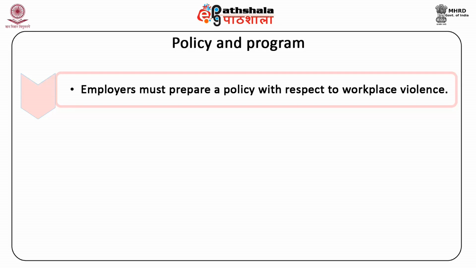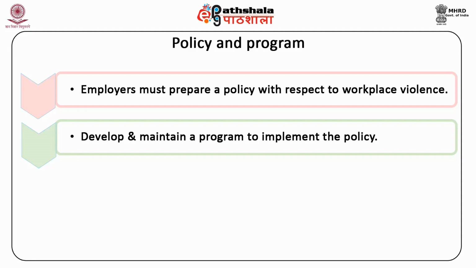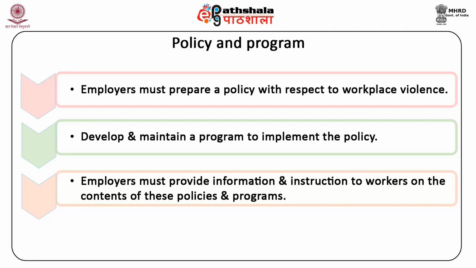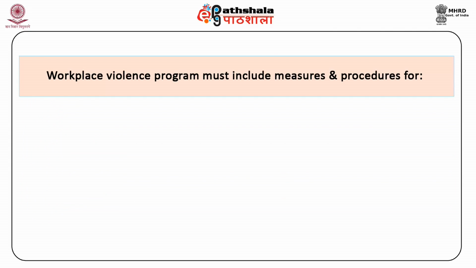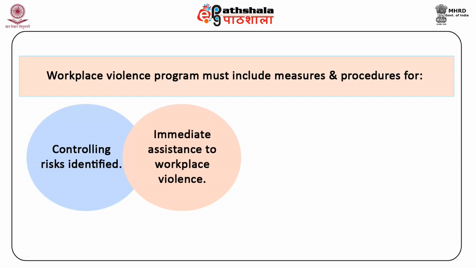Employers must prepare a policy with respect to workplace violence and develop and maintain a program to implement the policy. Employers must provide information and instruction to workers on the contents of these policies and programs. The workplace violence program must include measures and procedures for controlling risks identified in the assessment of risk, summoning immediate assistance when workplace violence occurs or is likely to occur, and workers to report incidents of workplace violence.